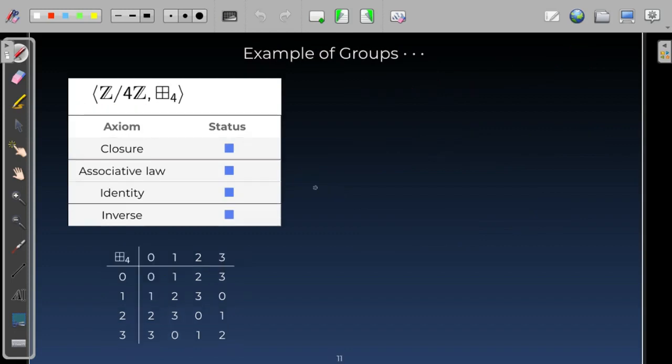Then we have modulo 4. You can see that we have again included a Cayley table here. So we have closure, we have the associative law, identity and inverse.